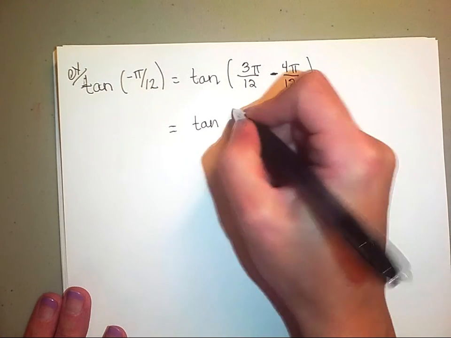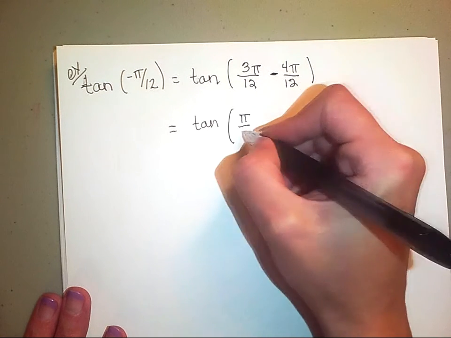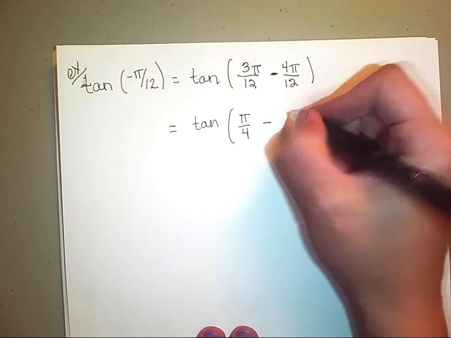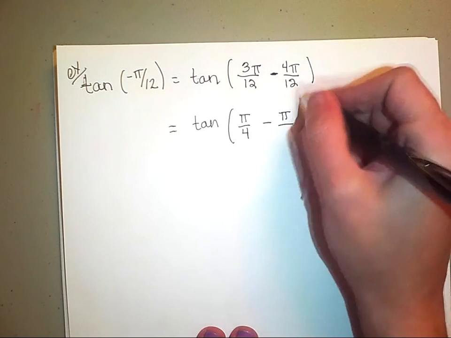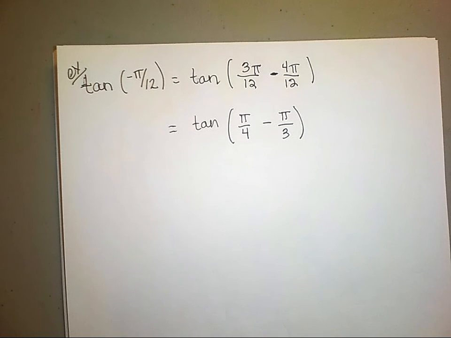And now I can reduce these. 3 goes into itself 1 time and into 12 4 times. This is a known angle. And 4 goes into itself 1 time and into 12 3 times.